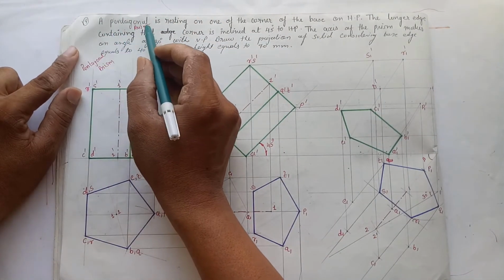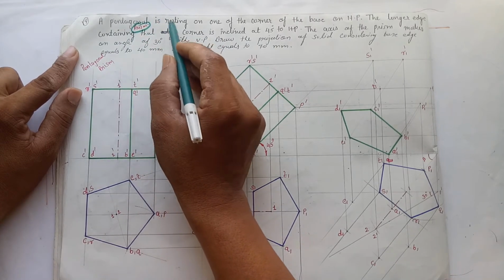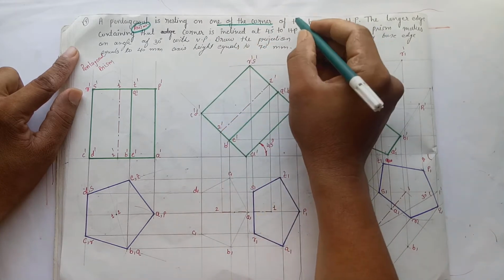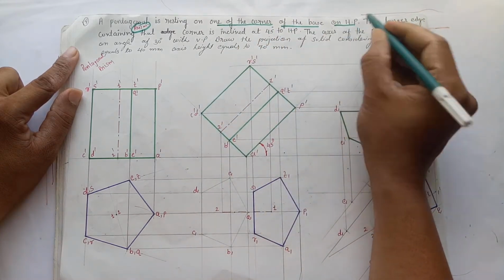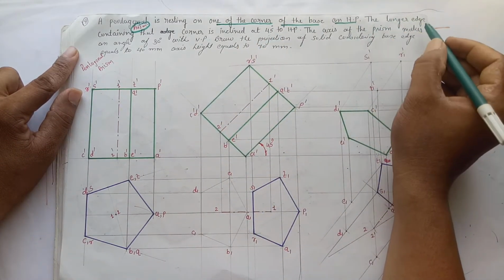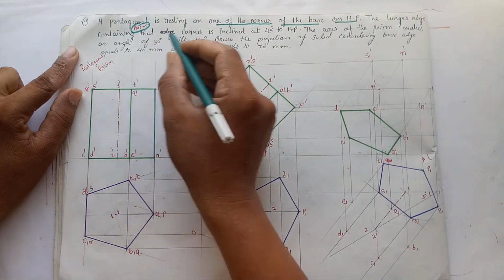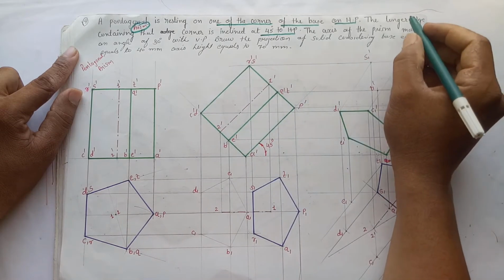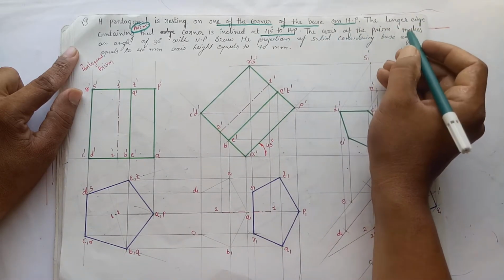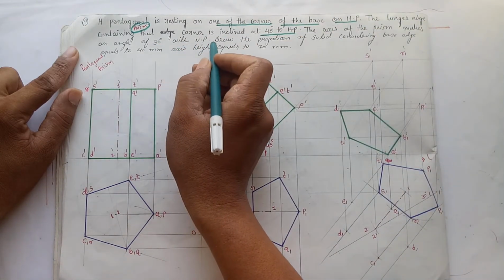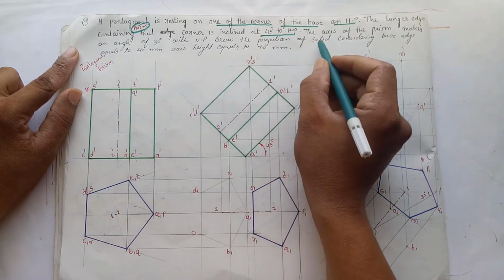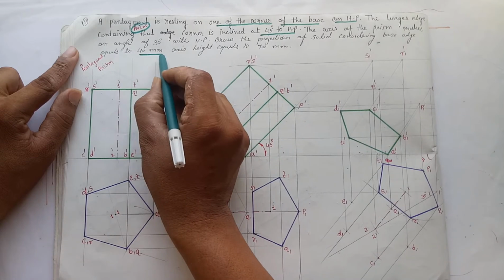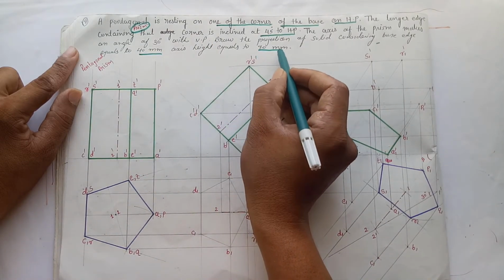A pentagonal prism is resting on one of the corners of the base on HP. The longer edge containing that corner is inclined at 45 degrees to HP. The axis of the prism makes an angle of 30 degrees with VP. Draw the projection of the solid considering the base edge equal to 40 mm, axis height 70 mm.